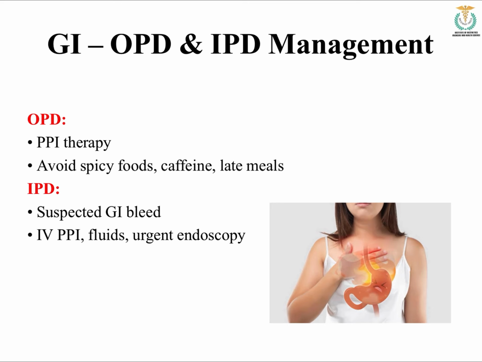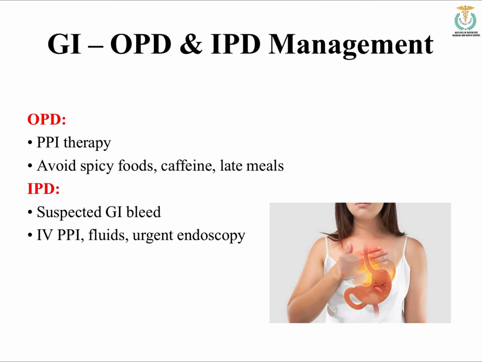For OPD management, the first thing you can do is start a PPI trial for typical reflux symptoms, and counsel on lifestyle changes, that is weight reduction, head elevation during sleep, and avoiding trigger foods. If H. pylori is positive, provide the eradication regimen or test for cure when appropriate. For dyspepsia without red flags, consider functional disorder management with reassurance and review of NSAID use. So this is how you will be dealing with gastrointestinal illness on an OPD basis.